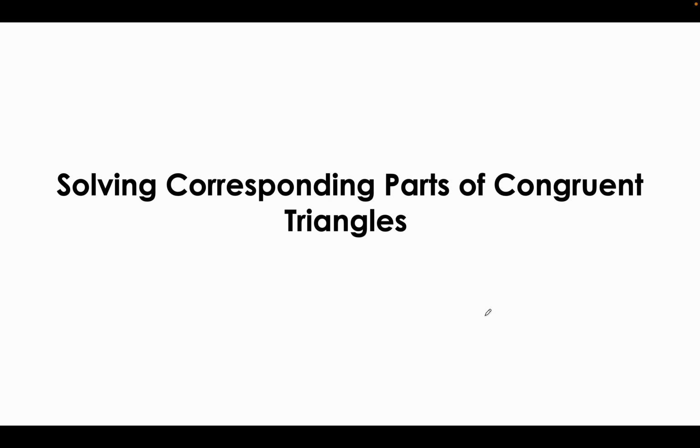Is there any question or clarification about Module 4, about the ASA, SAS, SSS, and we have the SAA theorem? So if there's none, I think we'll proceed to our next module, solving corresponding parts of congruent triangles. Would that be okay? Yes po.